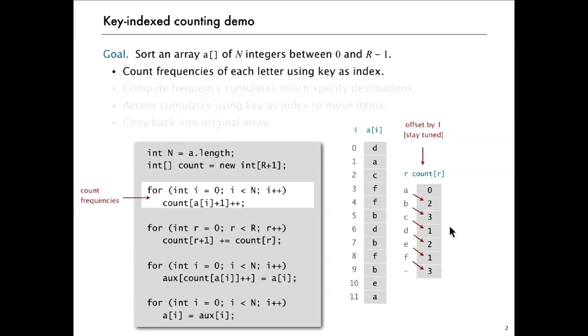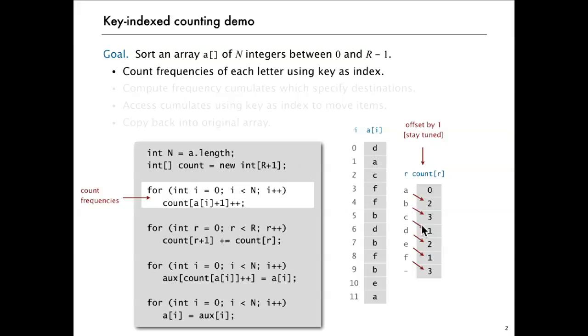Once we've set that up, it's trivial to go ahead and count the frequencies. We simply go through, for i from 0 to n, our input, and when we access a value a[i] in our input, it's a small integer, so it's 0, 1, 2, 3, 4, or 5, and we simply add 1 to that integer and use it to index into the count array. So when we see an a, that's 0, we increment count of 1, and when we see a b, that's 1, we increment count of 2, and so forth.